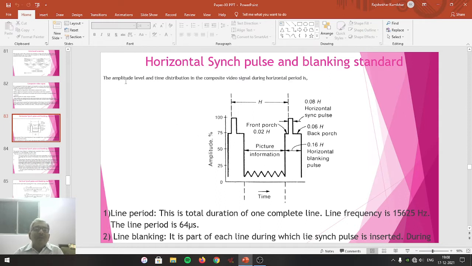Friends, the amplitude level and the time distribution in the composite video signal during the horizontal period is as represented here. These are the pulses which are monitored on the cathode ray oscilloscope at every transmission center. If you look at this, this is the total period from here to here.